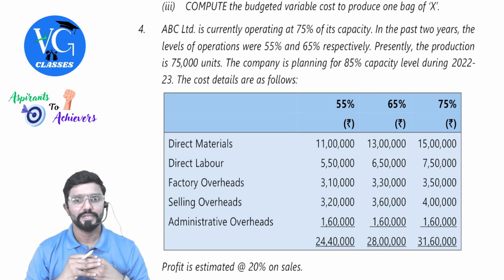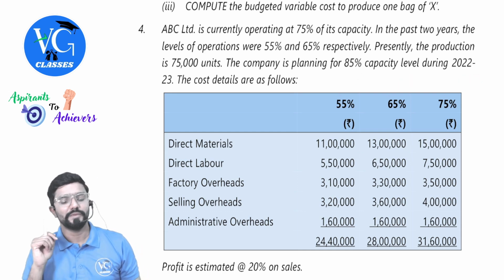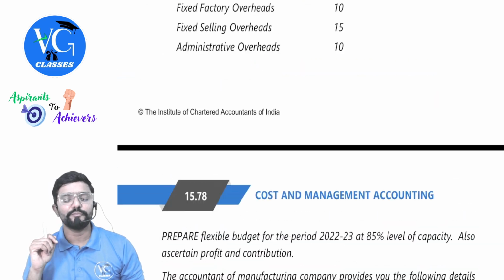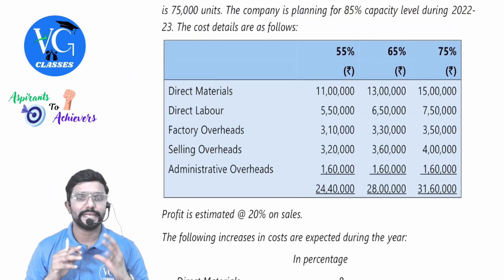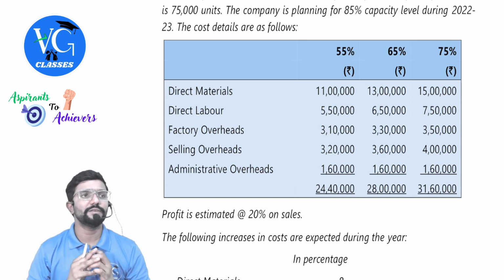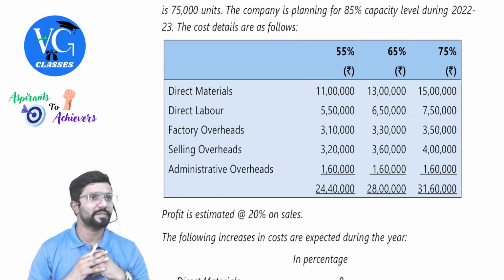That is the upcoming period. The cost details are as follows. 55, 65, 75 they have given. Flexible budget. Question is on flexible budget. What all costs they have given? Direct material, direct labor, factory overhead, selling overhead, administrative overhead. Our job is to identify which is fixed, which is variable, or which is semi-variable.